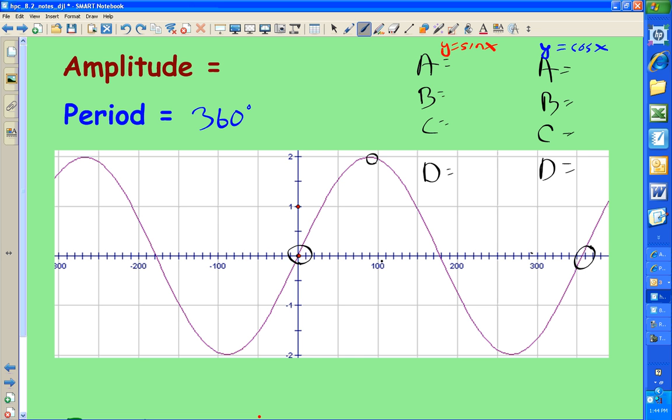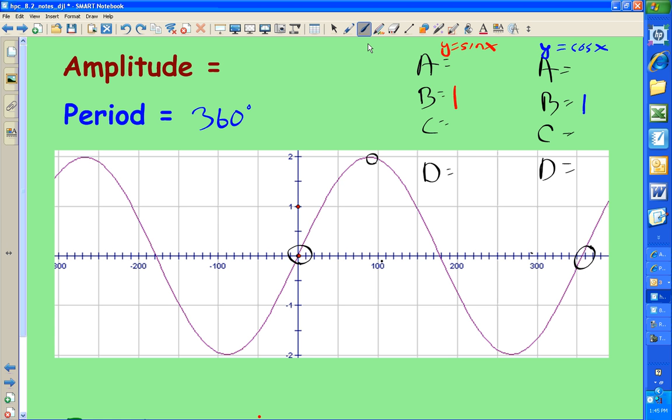If the period is 360 degrees, what's B going to equal? 1. So B is going to be 1 for both of these. How do we find B? 360 divided by the period, and we're telling you the period is 360 here. That means we didn't stretch or squish this graph horizontally. How about the amplitude? What's the amplitude?